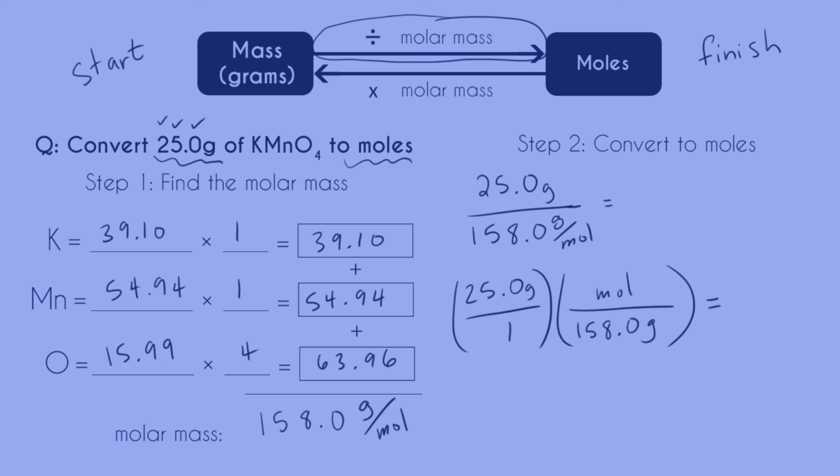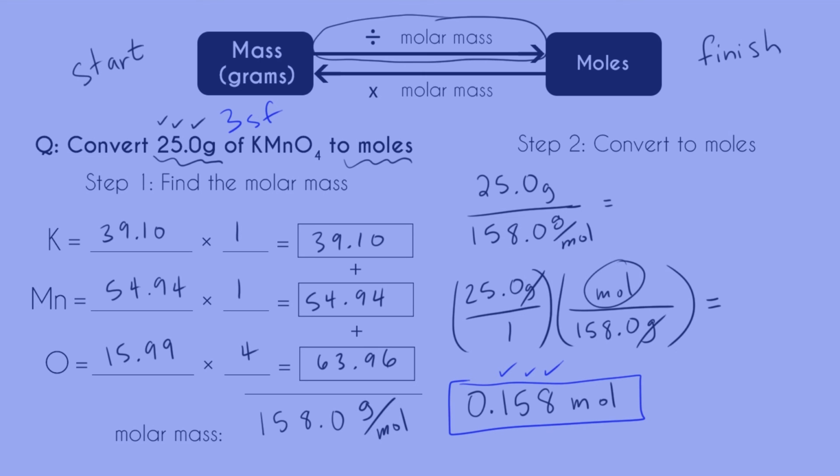And so now I can see, all right, my units are going to cancel out. Grams is going to get canceled. I'm going to end up in moles. And now I can go ahead and divide 25 by 158. And I have 3 sig figs, 3 from up here, and 3 right here. So this is my final answer.